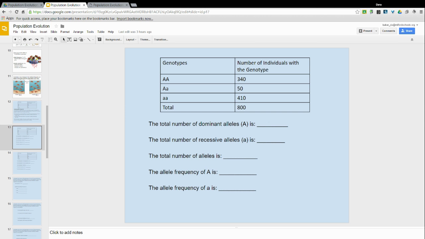All right, the frequency of the dominant allele. We're going to take that number that we counted up. So 285 was the number of all of the big A alleles, and divide that by the total of all of the alleles. And we'll get the frequency, which is going to be 0.48.